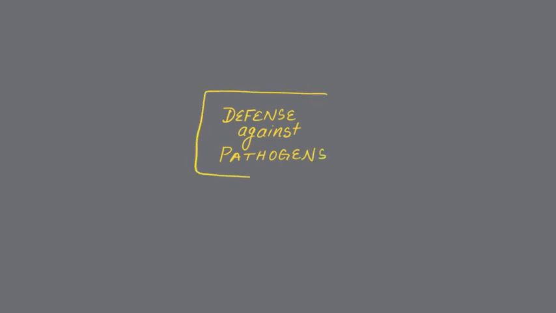Let's look at how the body defends itself against pathogens. We have three lines of defense: the first line of defense, the second line of defense, and the third line of defense. The first line of defense is what the pathogen encounters first, like your skin, hair, and mucous membranes. Those would be the first line of defense.